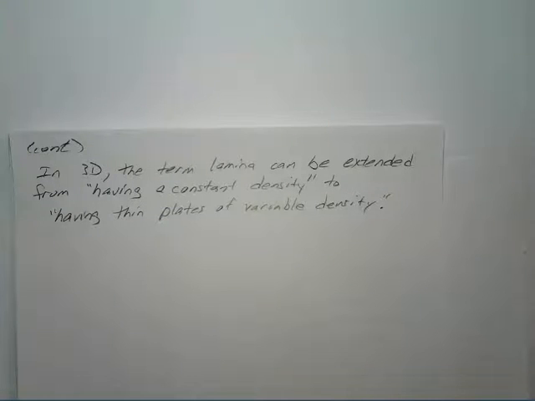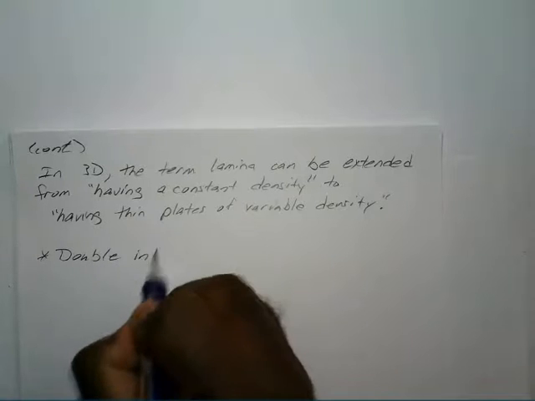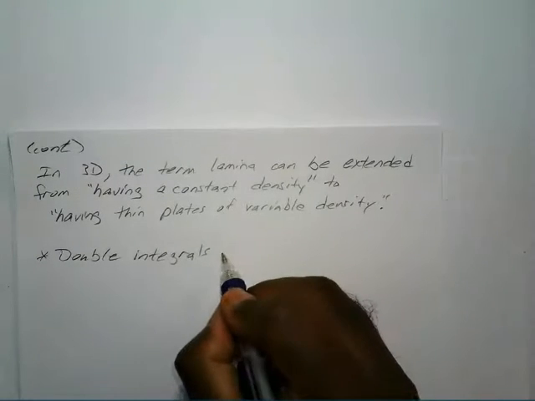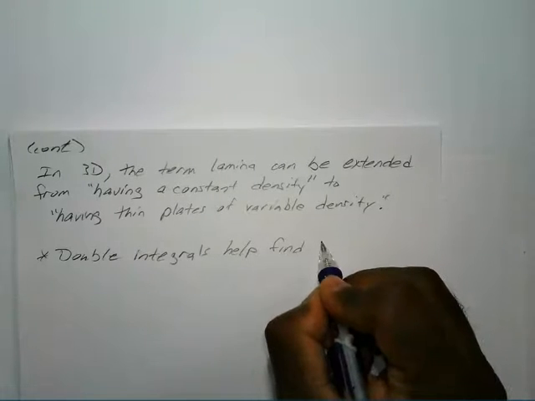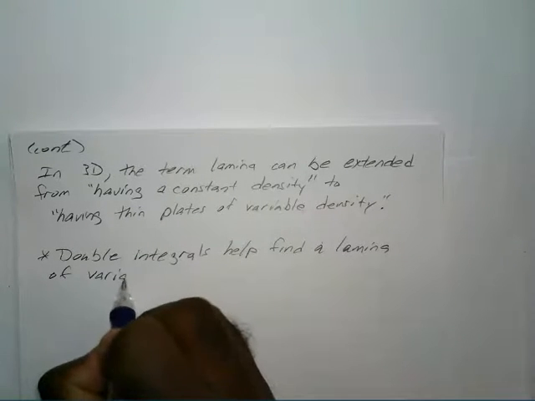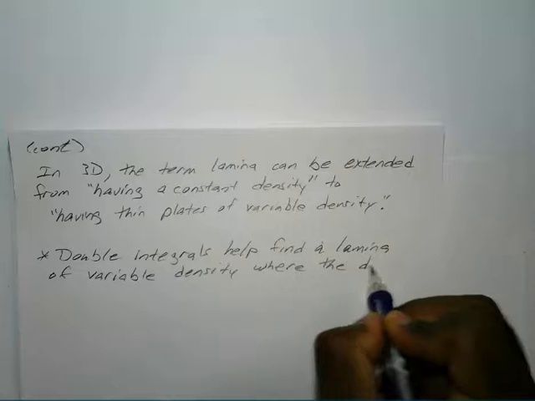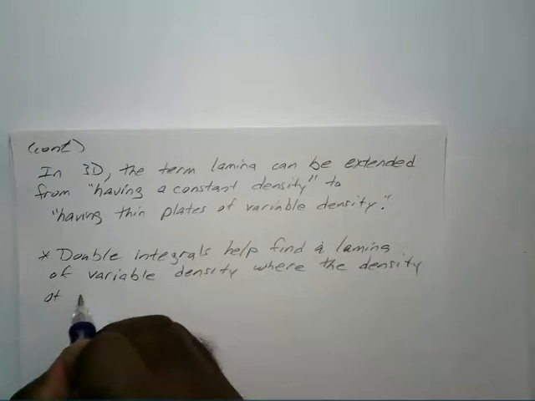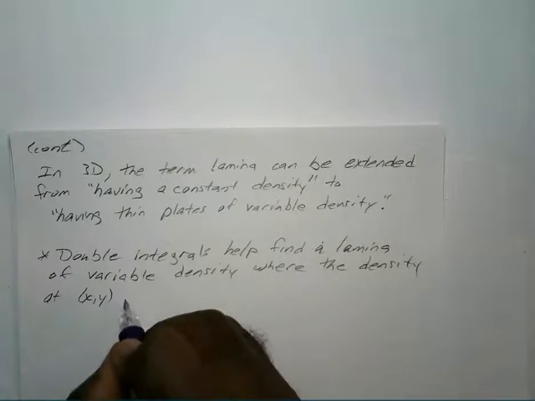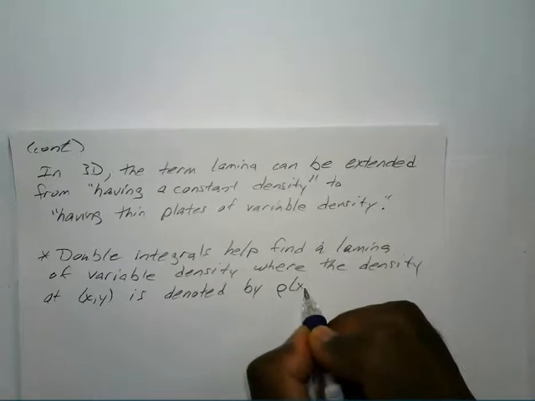Okay, now that's where the double integrals come in. We use the double integrals to find a lamina of variable density, where the density at some point xy is denoted by rho of xy.